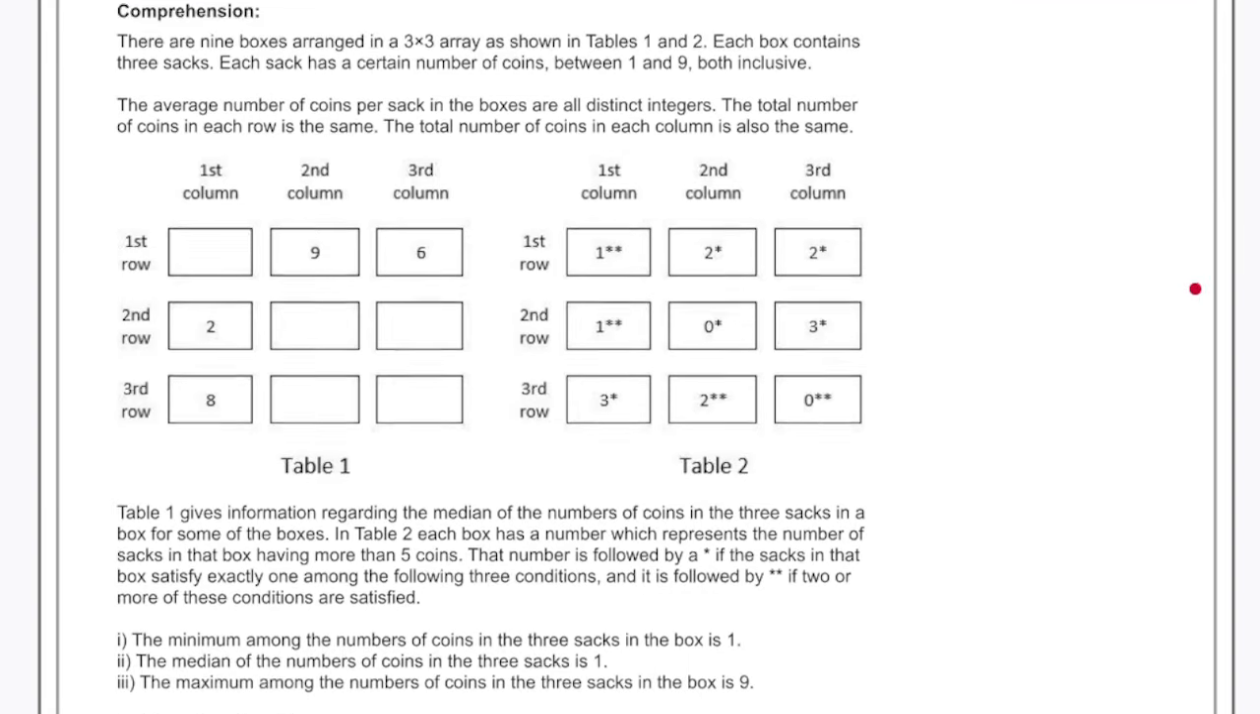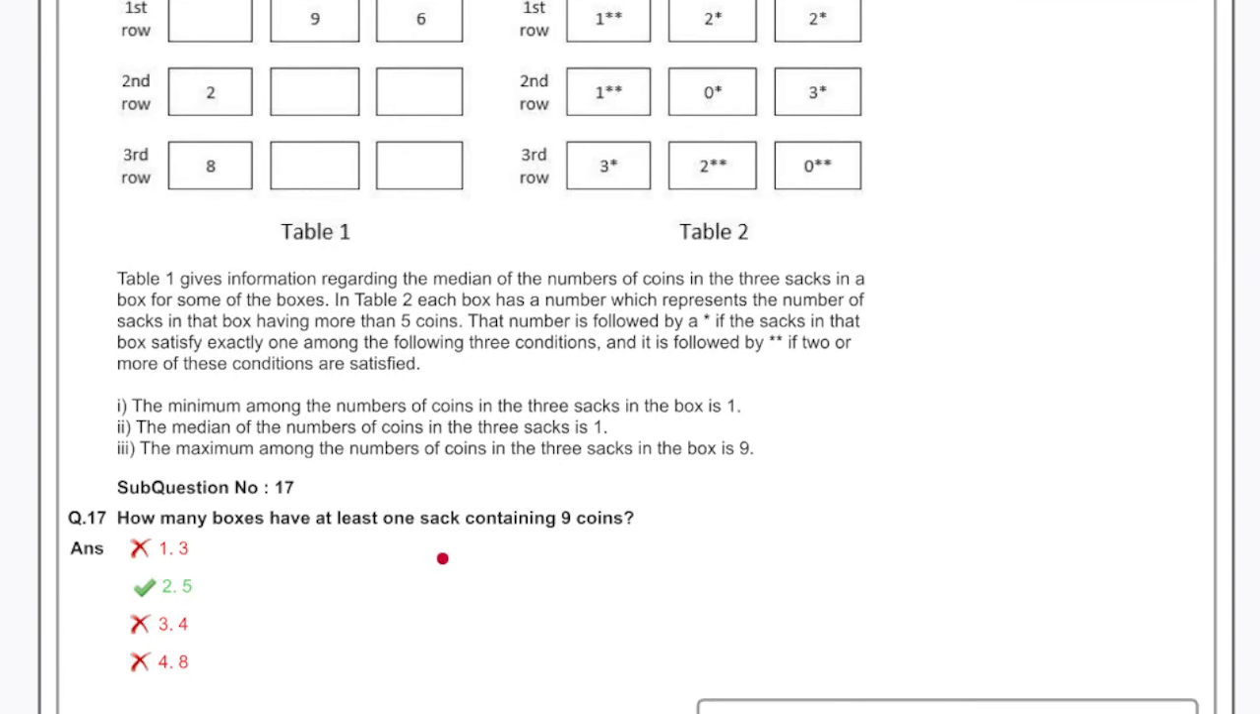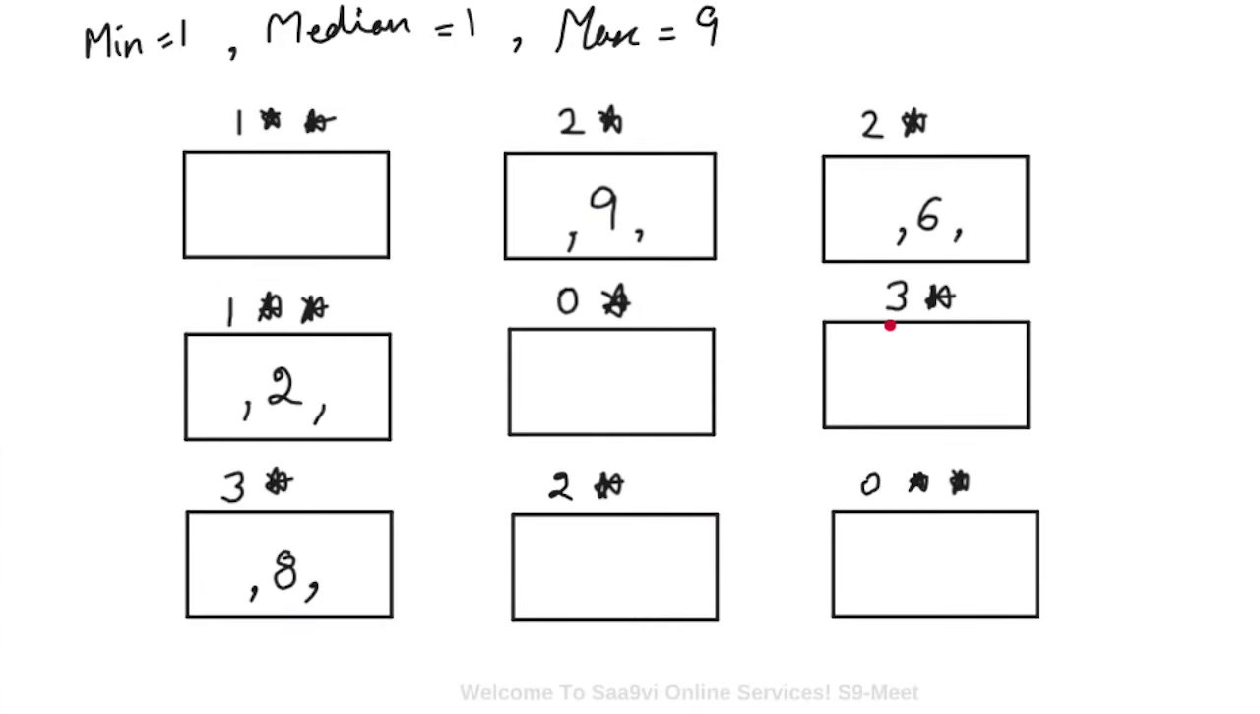The second question which we have says, how many boxes have at least one sack containing 9 coins? Now we have to solve it actually. How many will have 9 coins? Let's understand that. Now, the total has to be 45, and the average for every one of these boxes has to be different. So first of all, this is the first hint I can get from here. Now this has 9 as a median, and we can't go beyond 9. And this is the central number. That means the next number has to be 9 here.